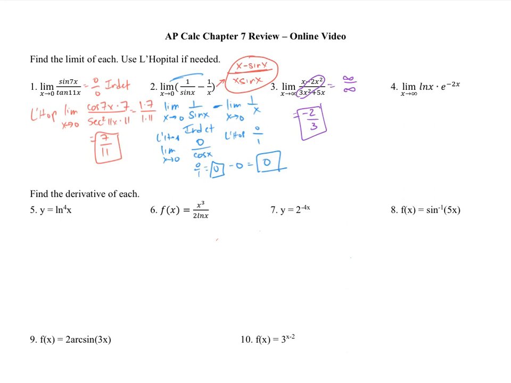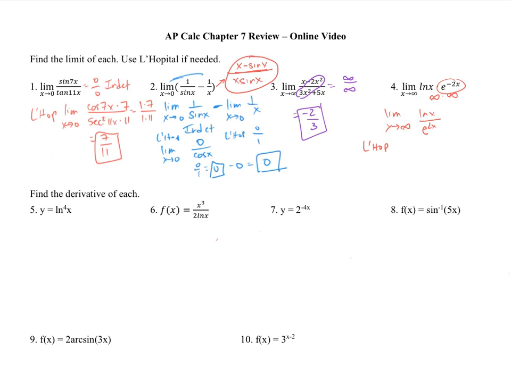Okay, so then moving on to number 4. On number 4, we've got this situation where we've got two parts. Well, this is infinity times infinity. If you plug it in, that's what you'll end up with. So we're going to rewrite this whole thing so we can L'Hopital it. We're going to say the limit as x goes to infinity of ln x, and I'm going to rewrite this as e to the positive 2x down below. Now, at this point, again, you'll get infinity over infinity, but we can L'Hopital now because we've separated out into a numerator and a denominator.